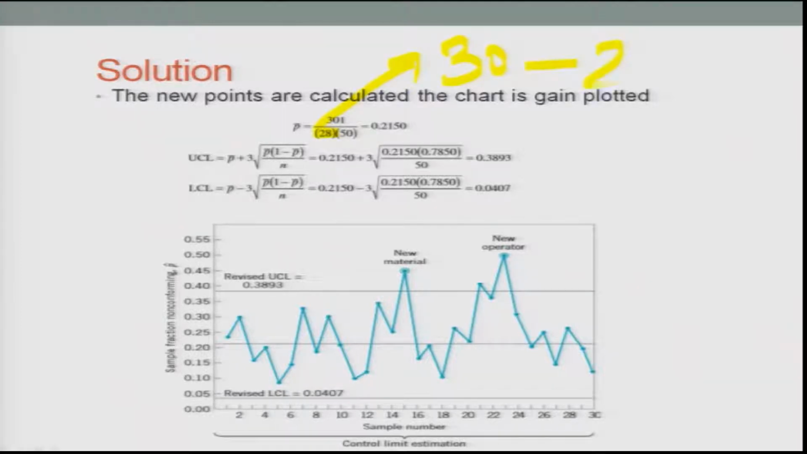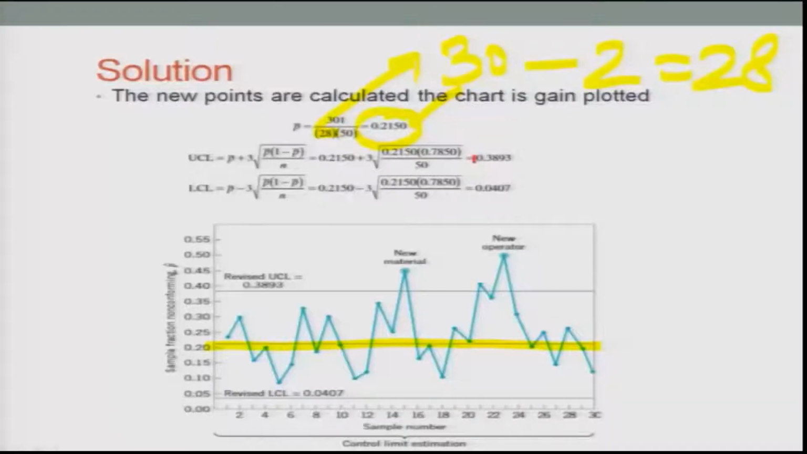You take out two observations, so it will be 28 here, and when you find this P bar, it becomes 0.2150, which is this line I am highlighting in yellow. When I calculate UCL, the upper control limit, the coefficient 3 remains, P bar is 0.2150 and 1 minus P bar is accordingly 1 minus 0.2150. The n remains the same, which is important to remember: of the chunks of observations, you took 30 and removed 2, but the number of observations in each chunk remains 50. So that 50, or n, is not going to change.